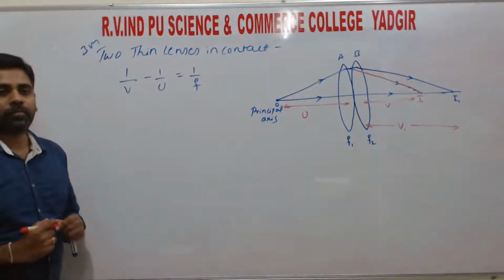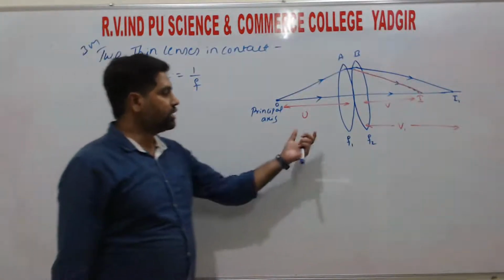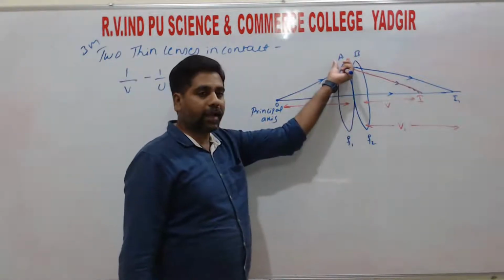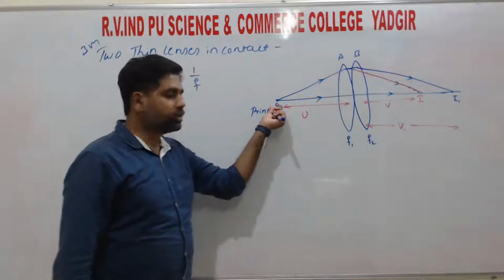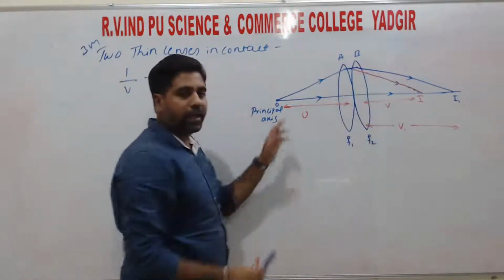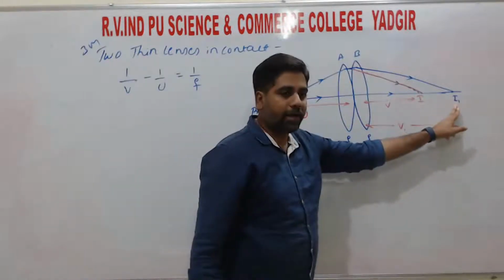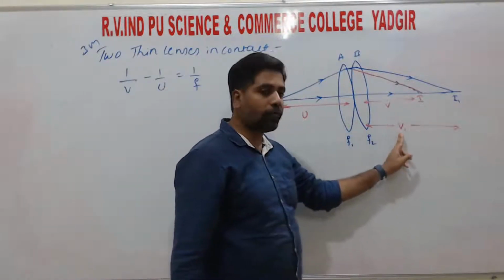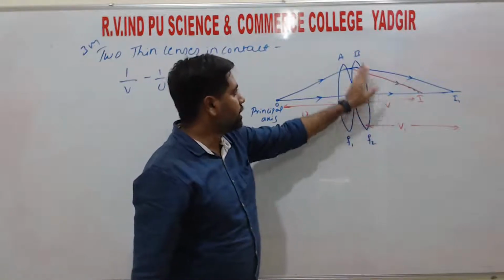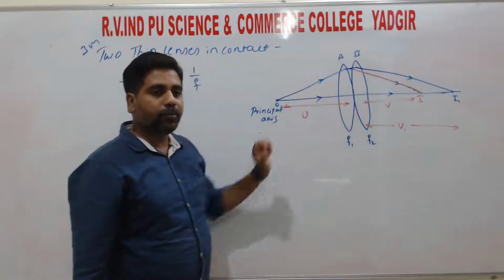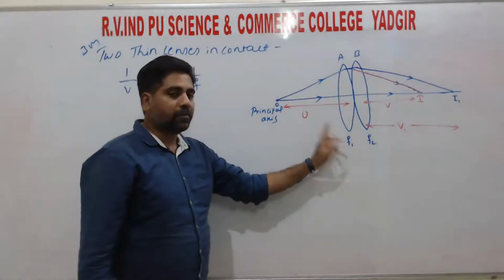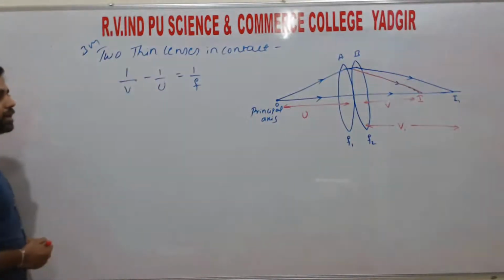Right. So for the first lens, the image which is formed by the first lens A, in the absence of the second lens B, is formed at I1, that is at a distance of v1. That is the image formed by the lens A. So from that we can write the relation.